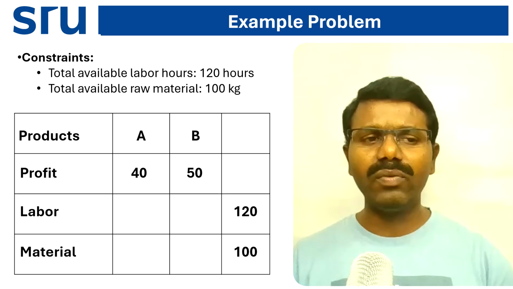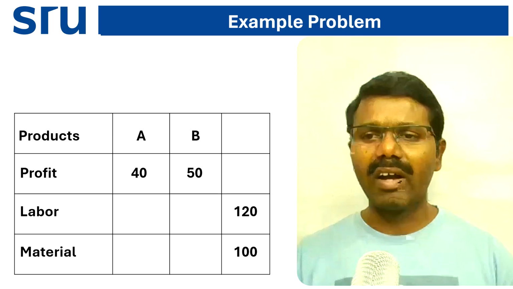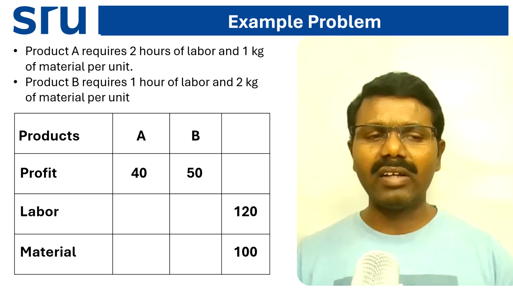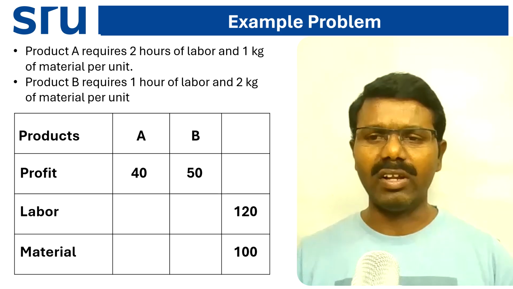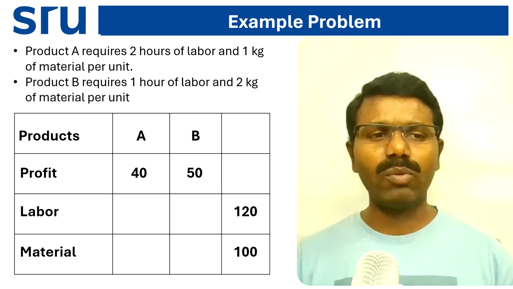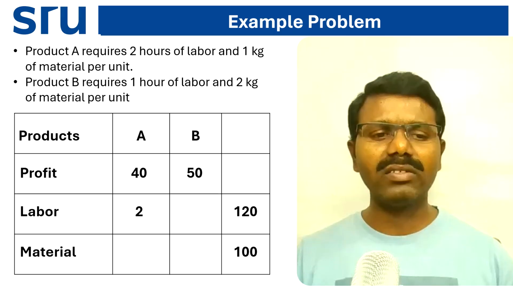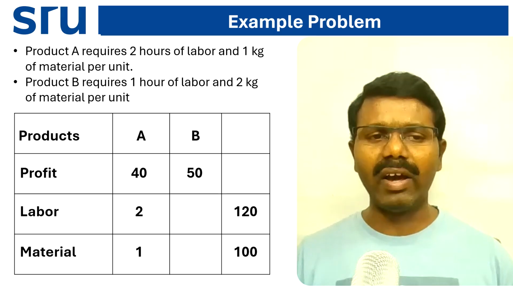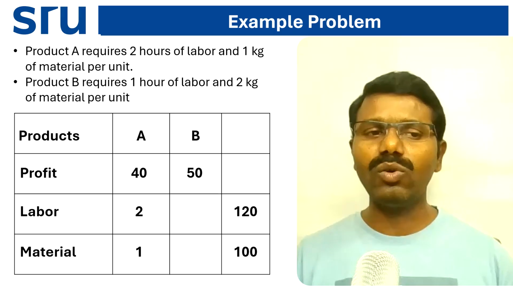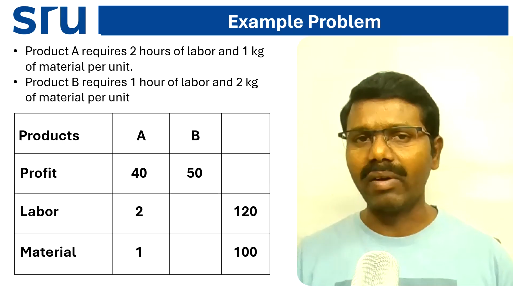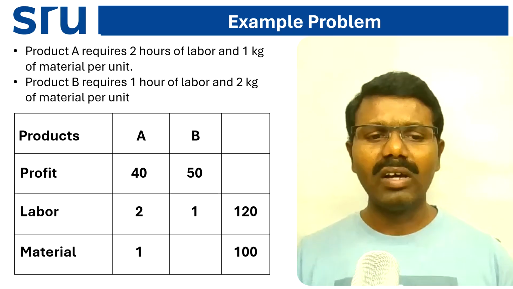Now the other constraint is that product A requires 2 hours of labor and 1 kg of material. So under product A, you write labor hours 2 and the material required is 1 kg. Product B requires 1 hour of labor and 2 kg of material. So now you write this: under the labor, 1 hour, and under the material, 2.